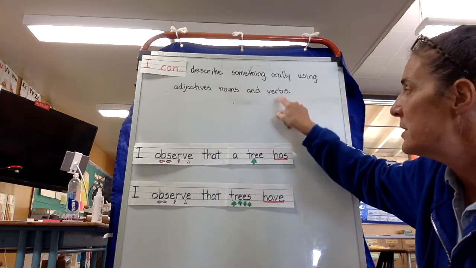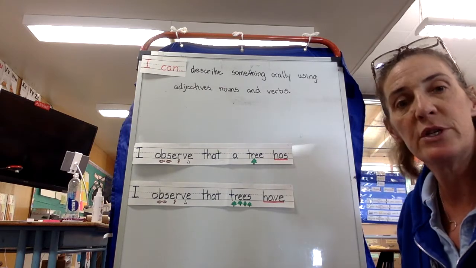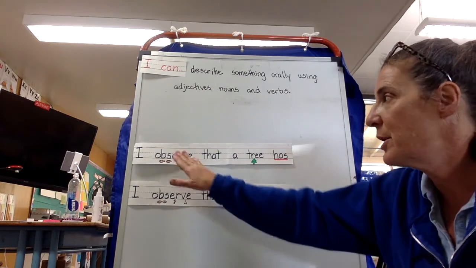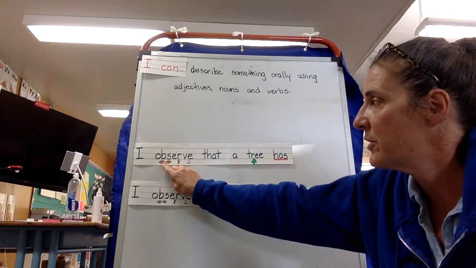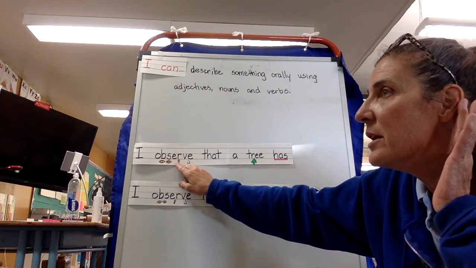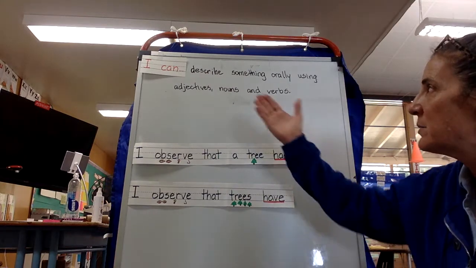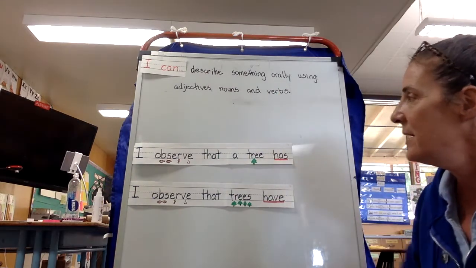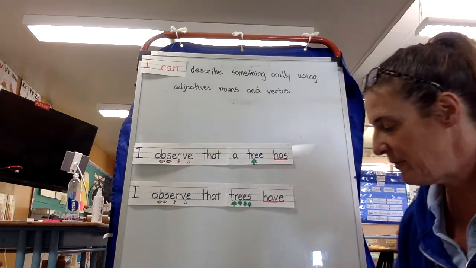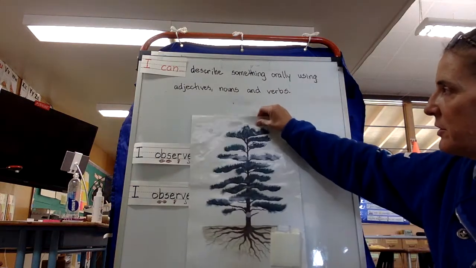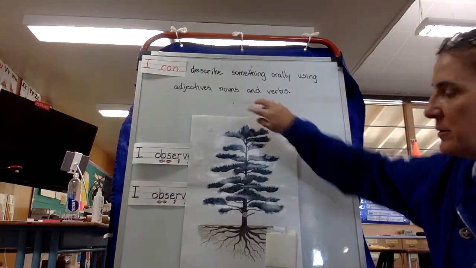And verbs tell us what you're doing. And in this, it's going to be the word observe. You observe with your eyes, your ears. You smell things to observe. So that's what we'll be working on today. Here's the beginning of a sentence. And before I show it to you, I wanted you to look one more time at this tree poster.